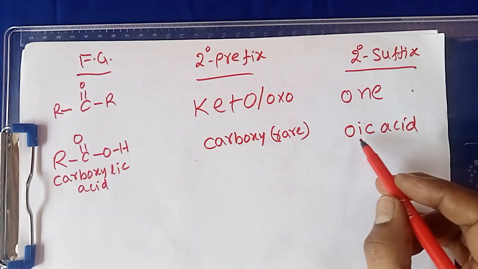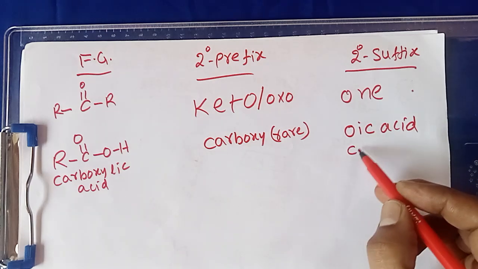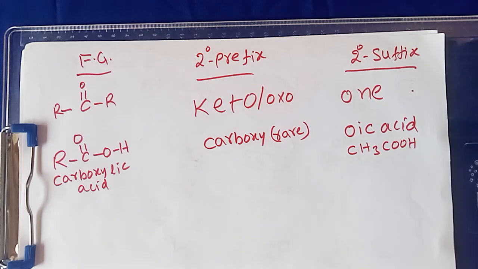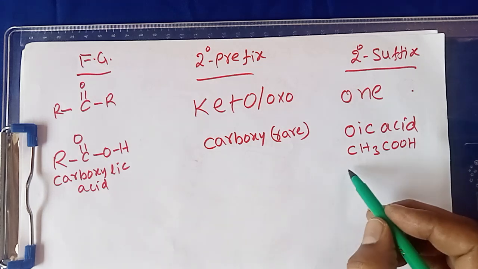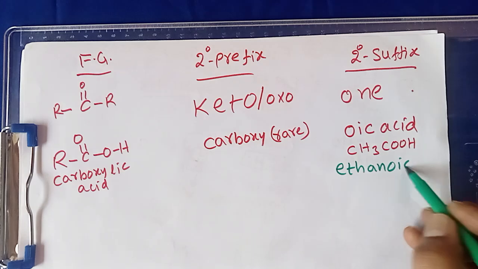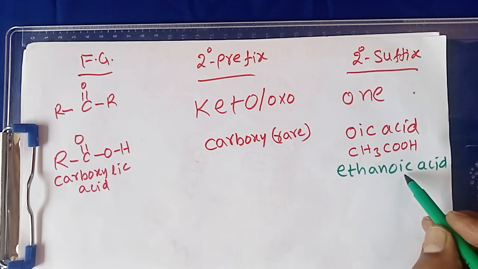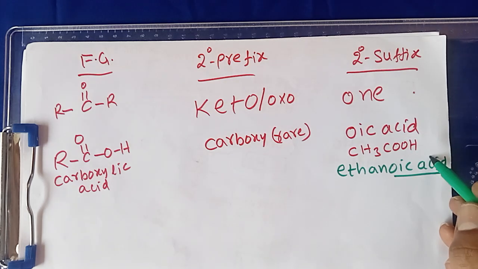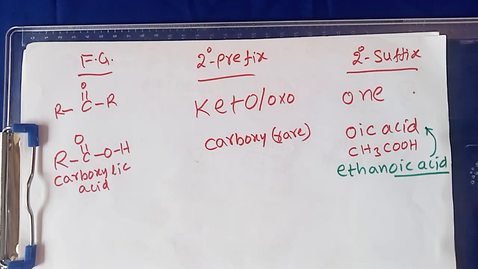If you don't remember this oic acid, remember one simple example. CH3COOH. What is this IUPAC name? Ethanoic acid. So oic acid is the last. So for the secondary suffix, you go in reverse: from the name to the secondary suffix you remember. Very easy method.